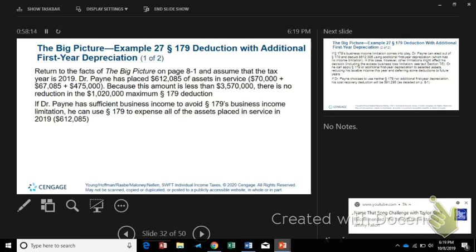So he can use the section 179 to basically take the whole $612,085 off. So it doesn't matter that we came up with the $91,085, the $45,000, or the $34,000 that we came up with, all the different methods that we used. He will actually be able to use the $612,085 and write off everything. And he can do that just with the section 179, but he could have done it with the bonus depreciation too.